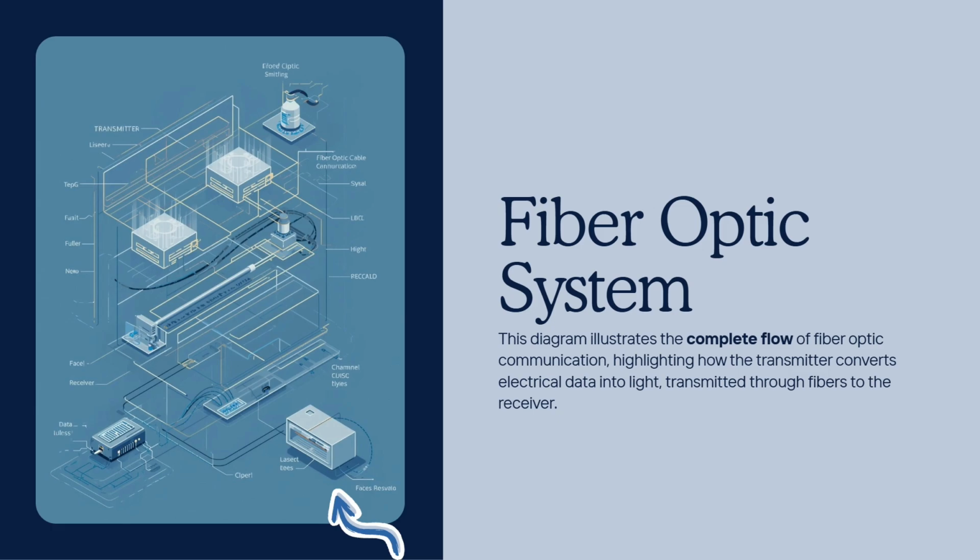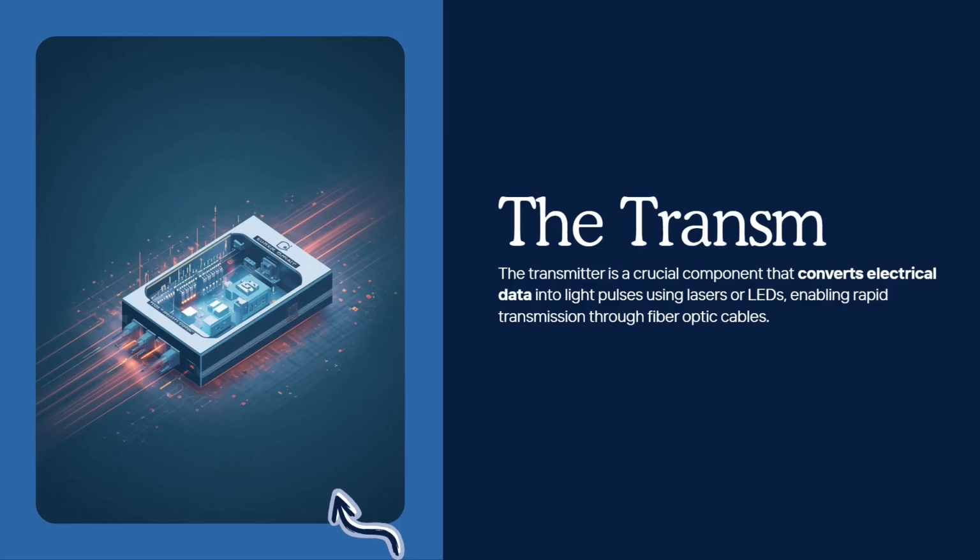Let's break these down. First, we have the transmitter. This is where the journey begins. Your computer speaks in electricity, but the cable speaks in light. So the transmitter is the translator. It takes your email or photo and uses a laser or an LED to flash light pulses really fast, turning your electrical data into a light signal.